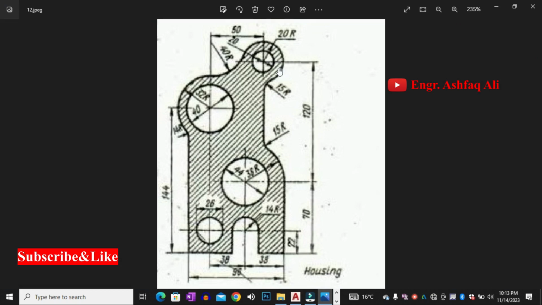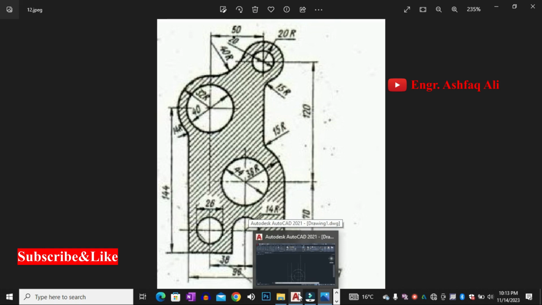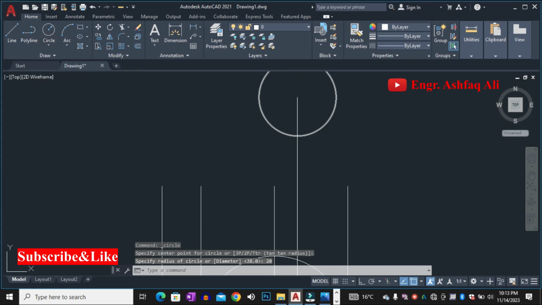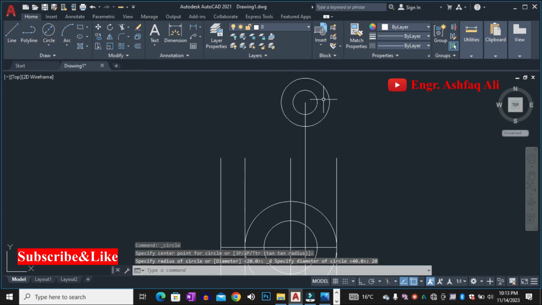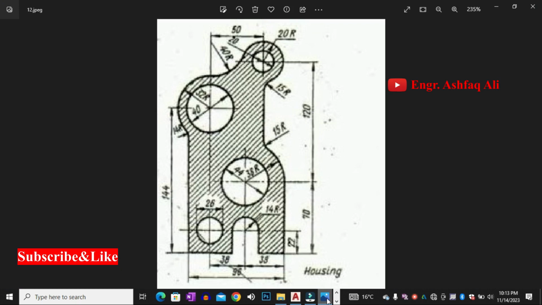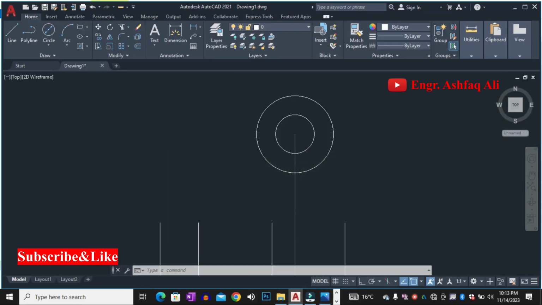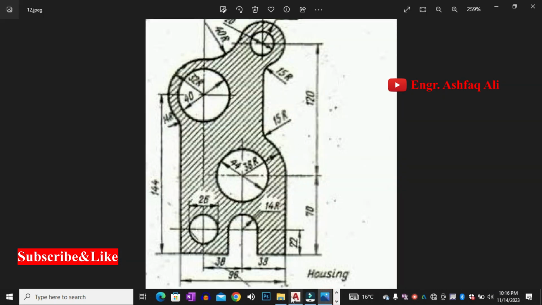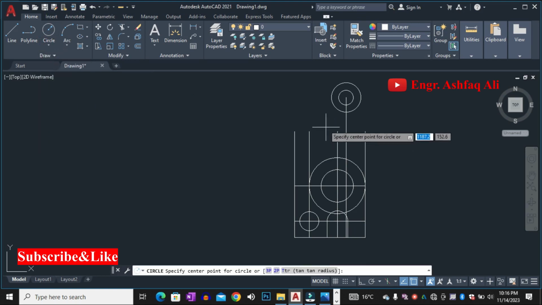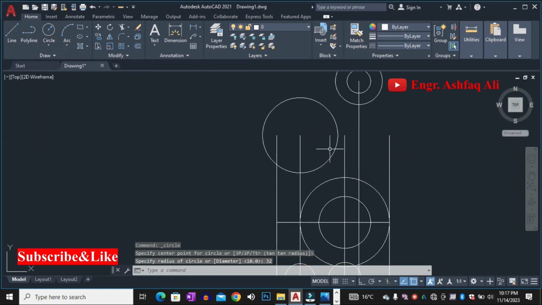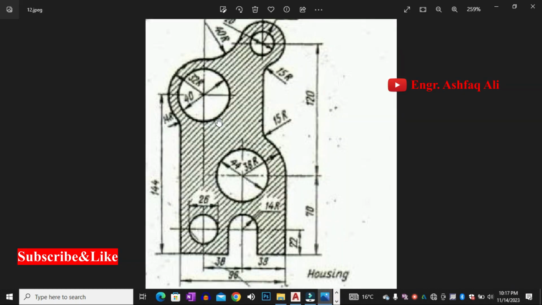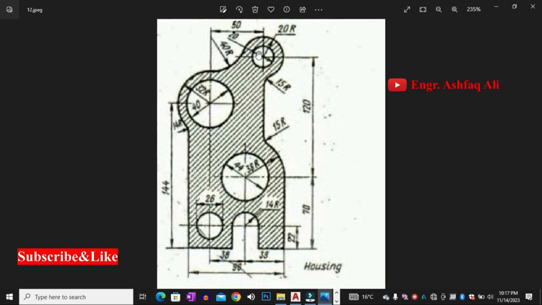At the top of our figure, we are going to draw two circles with a radius 20 and a circle with a diameter of 20. Now we are going to draw a circle with a radius of 32 and another one with a 40 diameter.